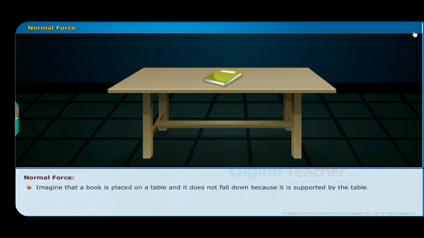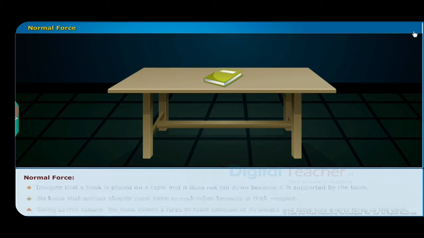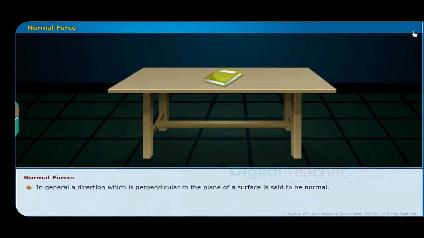Imagine that a book is placed on a table and it does not fall down because it is supported by the table. We know that contact objects exert force on each other because of their weights. Owing to this reason, the book exerts a force on the table because of its weight, and the table also exerts a force on the book. In general, the direction which is perpendicular to the plane of a surface is said to be normal.